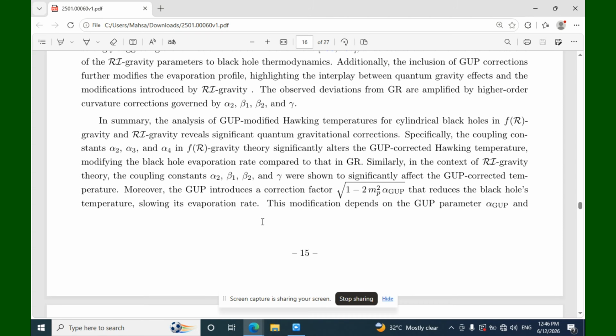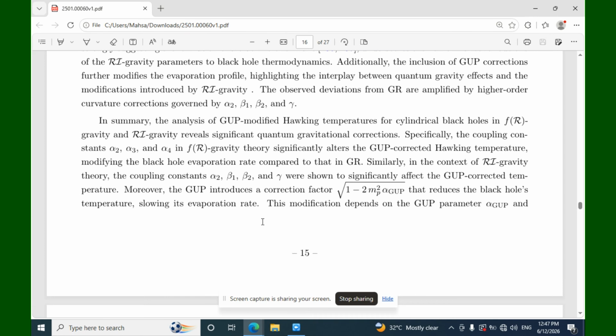In summary, the analysis of the generalized uncertainty principle modified Hawking temperature for cylindrical black holes in FR gravity and Ricci inverse gravity reveals significant quantum gravitational corrections. Specifically, the coupling constants alpha 2, alpha 3, and alpha 4 in FR gravity significantly alter the GUP corrected Hawking temperature, modifying the black hole evaporation rate compared to that in general relativity. Similarly, in the context of Ricci inverse gravity theory, the coupling constants alpha 2, beta 1, beta 2, and gamma were shown to significantly affect the GUP corrected temperature.